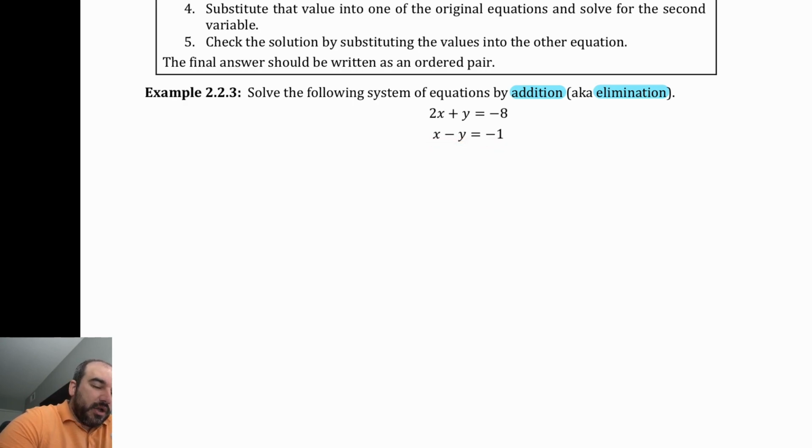So looking at this one, we have a +1y and a -1y. So we're actually ready to just add the two equations together. We'll draw a line under the two equations and we'll just add straight down. We're going to add these x's together, we're going to add these y's together, we're going to add these numbers together, and we're going to get a single equation. So when I do this, 2x plus x is going to give me 3x.